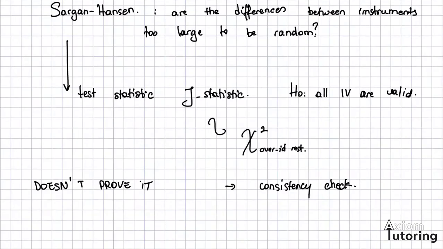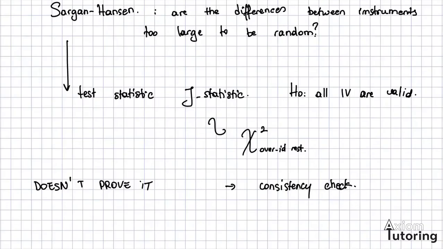Many papers report passing the Sargan-Hansen test as evidence of instrument validity. Technically, it's only evidence of instrument consistency, all right? So this distinction matters quite a bit, and careful referees, as we mentioned earlier in the previous video, you need to be a referee, will notice that you cannot conflate the two of them, okay?